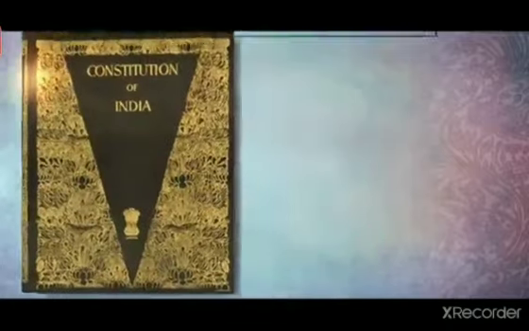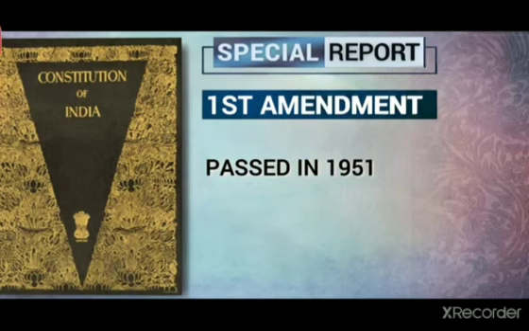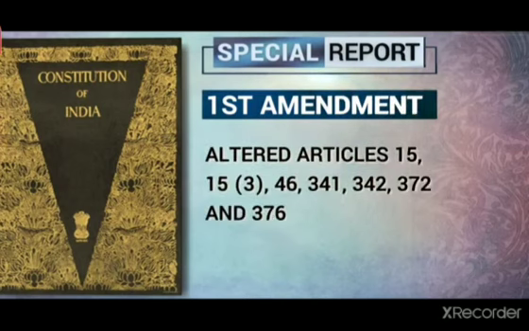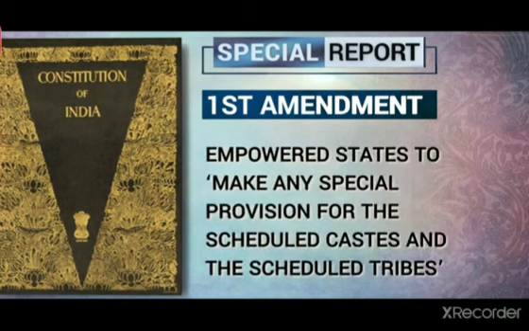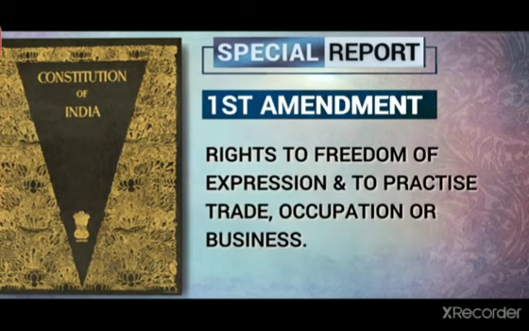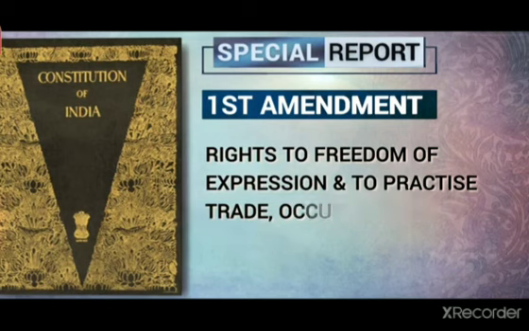Passed in 1951, the first amendment to the Constitution altered Articles 15, 15(3), 46, 341, 342, 372 and 376. It empowered states to make any special provision for the advancement of any socially and educationally backward classes of citizens or for the scheduled castes and scheduled tribes. Post the amendment, the state is prevented from enacting laws curbing citizens' rights to freedom of expression and to practice any trade, occupation or business.